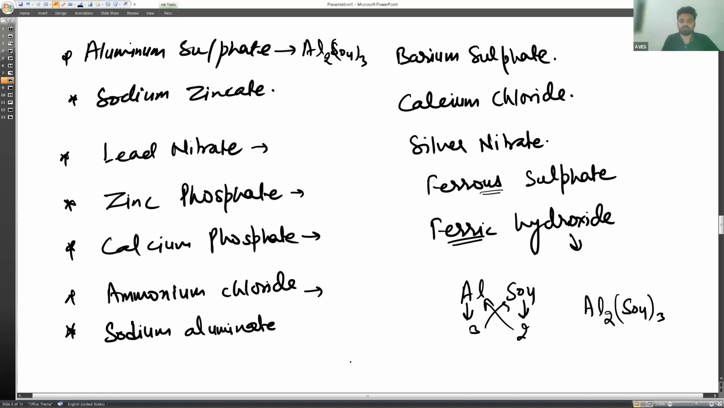Done. Here is sodium zincate. Formula for sodium zincate is, tell me first. Na2ZnO2. Very good. Lead nitrate. Pb(NO3)2. Yes, Pb(NO3) whole twice. Very good. Zinc phosphate. Yes, Alvina. Zinc phosphate formula. Zn3(PO4)2. Very good.